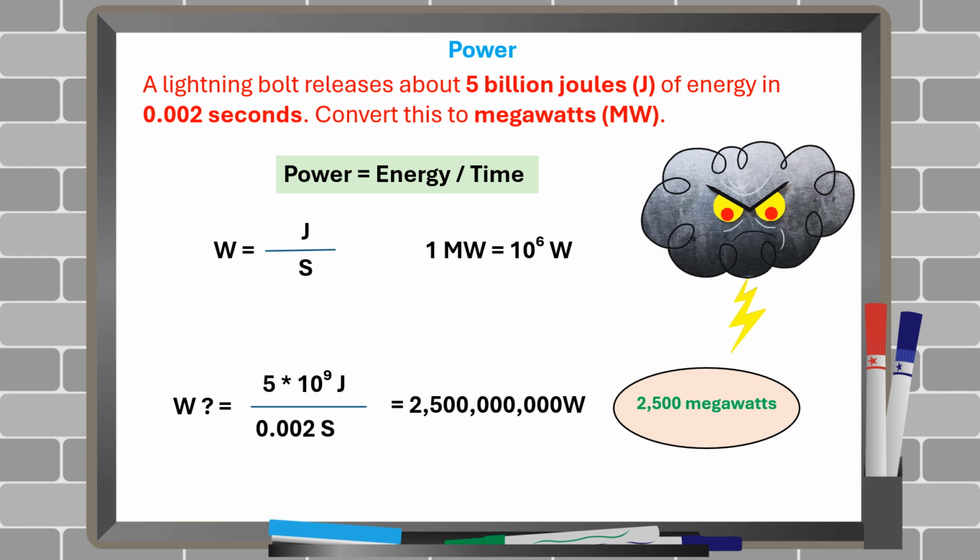The formula for power is power equals energy over time. Now, let's substitute our values. That's 2.5 billion watts or 2,500 megawatts. To put this into perspective, a typical nuclear power plant generates about 1,000 megawatts. So, a single lightning has more than twice the power output of a nuclear plant for that brief moment.